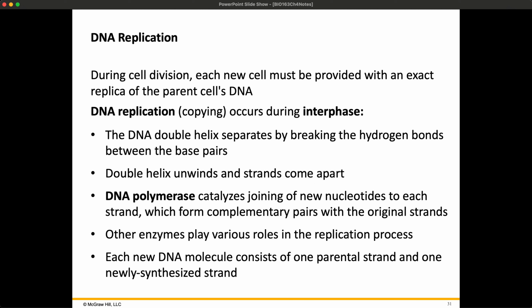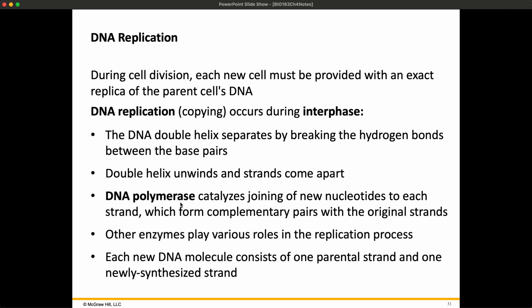One strand kind of breaks off, and that is your coding strand. DNA polymerase is an enzyme. So anytime you see ASE, that refers to an enzyme. So DNA polymerase, polymer. So this is an enzyme that is going to join a bunch of things together, specifically DNA molecules. So DNA polymerase joins new nucleotides to each strand, forming complementary pairs to the original strands.